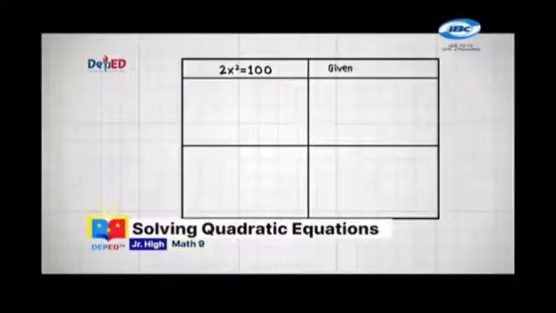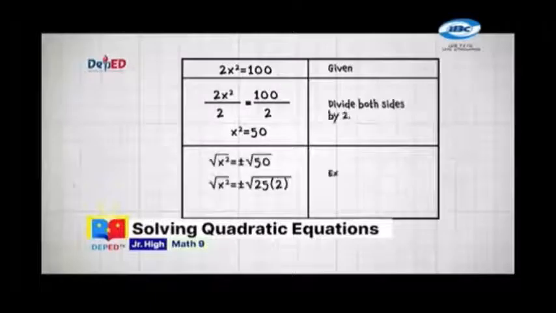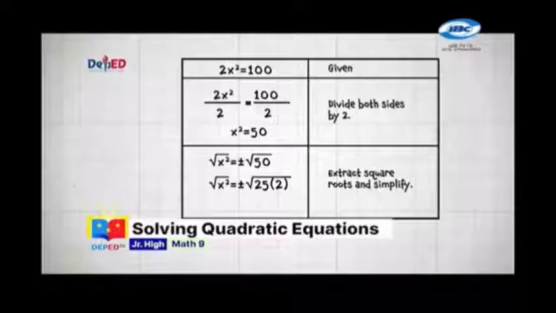Last example, 2x squared equals 100. Here we just have to make a equal to 1 by dividing both sides by 2. Then, we can extract square roots and simplify. The greatest perfect square factor of 50 is 25. We can simplify then the radical square root of 50 by expressing 50 as the product of 25 and 2, taking out the square root of 25 and retaining 2 under the radical sign. Hence, the roots of the equation are x equals 5 square root of 2 and x equals negative 5 square root of 2.